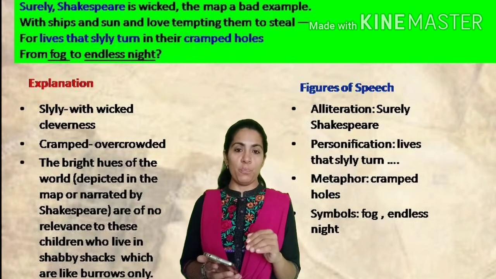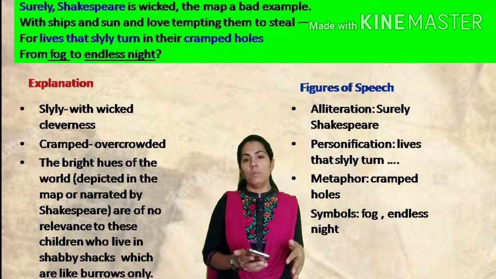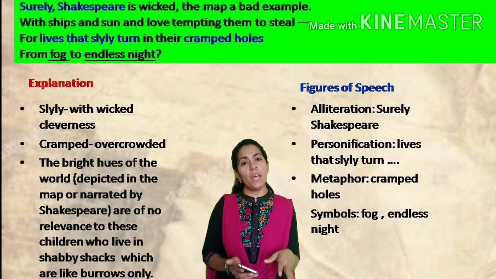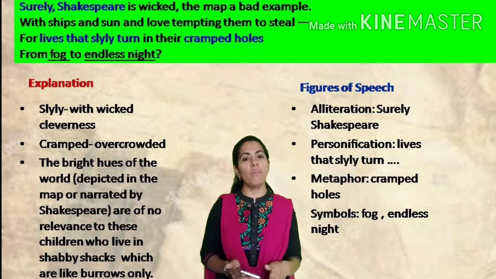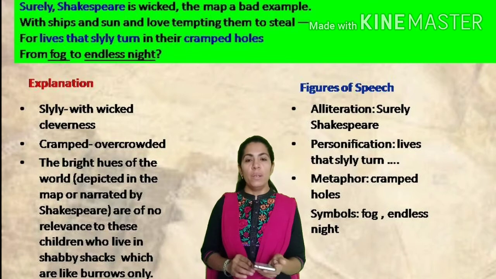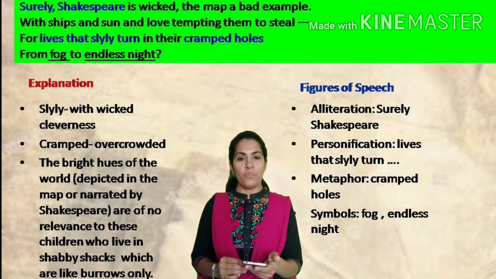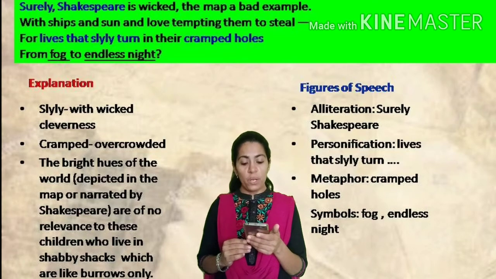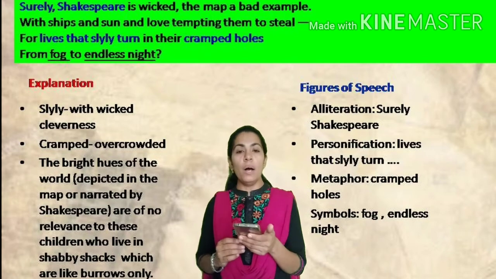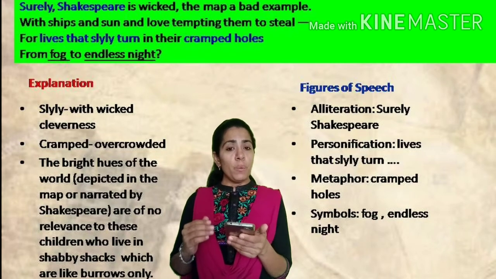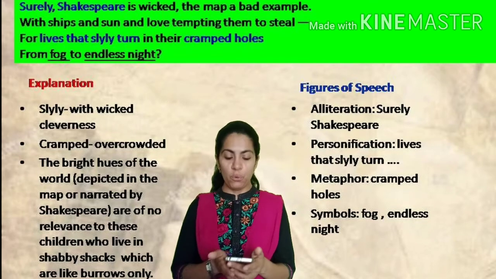and this portrait of Shakespeare, both are bad examples, or they are of no relevance, because they have bright hues, the brighter side of the world, and these children are living a life of dullness, and there is no use of such things in their lives. So surely Shakespeare is wicked. There is an example of alliteration here, and the poet is very much sure that Shakespeare's portrait or picture is of no use here.